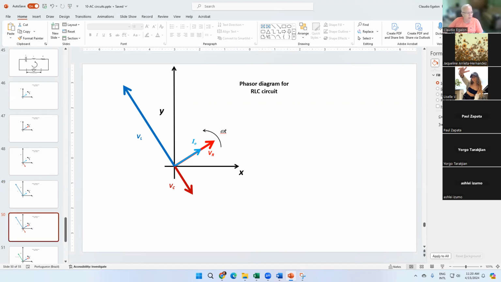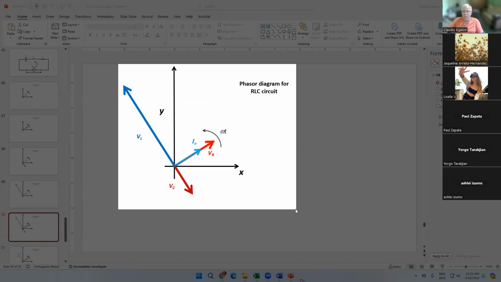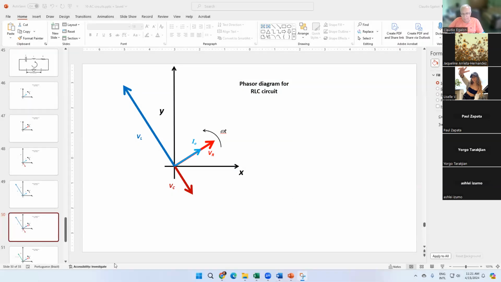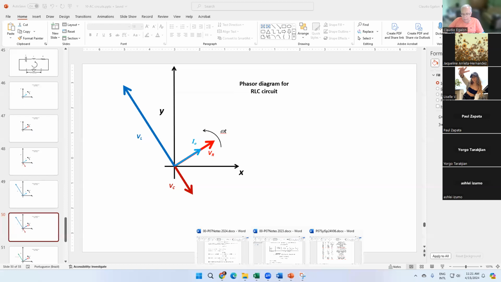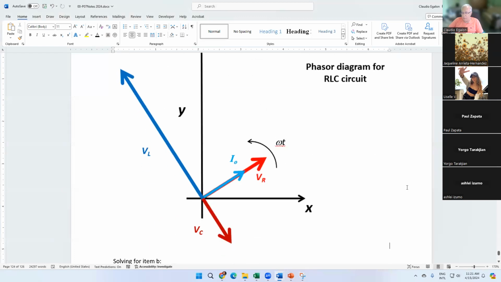It's not the final phasor diagram yet. We are almost there. See, the idea is rather simple. So here you go, phasor diagram for RLC circuit. Okay, I'm going to copy and paste that into my notes. Phasor diagram for the final relation for the voltage and the current. Okay, here's the phasor diagram. Phasor diagram of a RLC circuit.